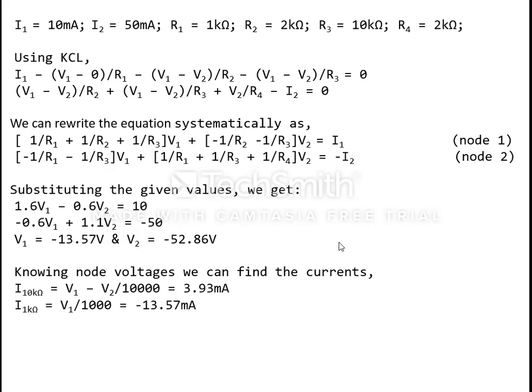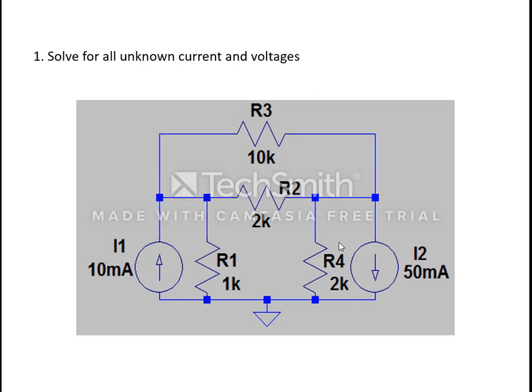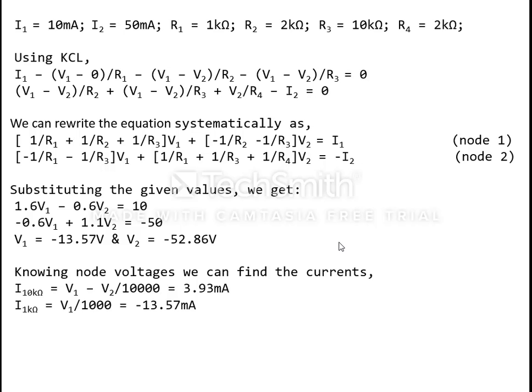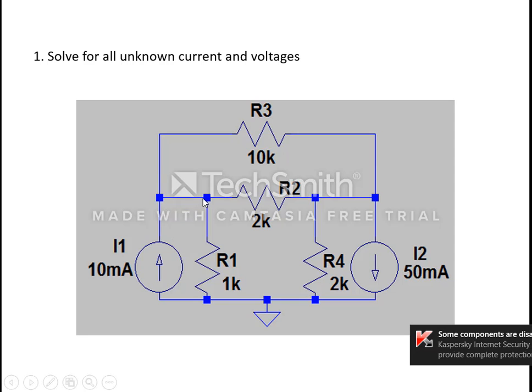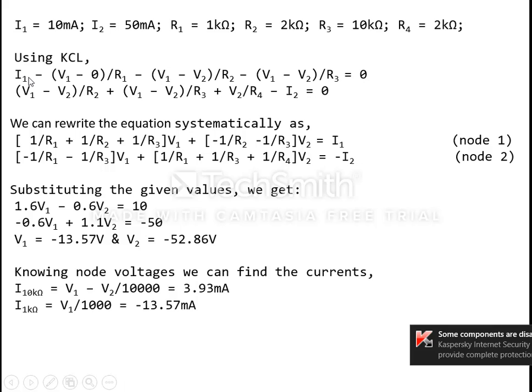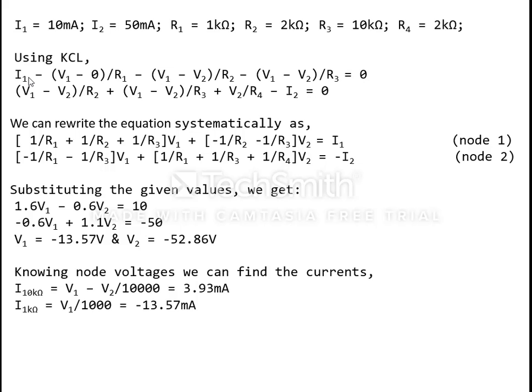And using the KCL, you know what is KCL? Actually, KCL is Kirchhoff's current law. Using KCL in this circuit, we take this node as V1 and this as V2. So you get I1 minus (V1 minus 0) by R1 minus (V1 minus V2) by R2 minus (V1 minus V2) by R3.